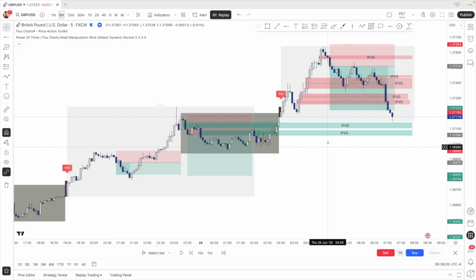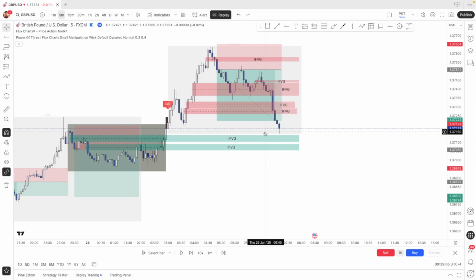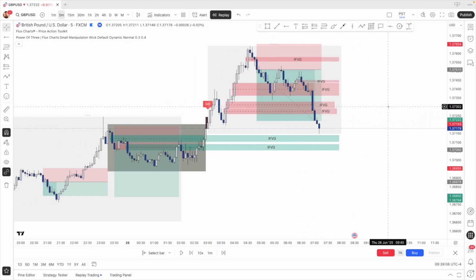So this was a break-even trade day actually. 2 stop losses right over here. 1 to 1, or a break-even one right over here. And then you had a winning trade right over here. So really easy strategy, power of 3, Flux Charts, Price Action Toolkit, Flux Charts, power of 3.